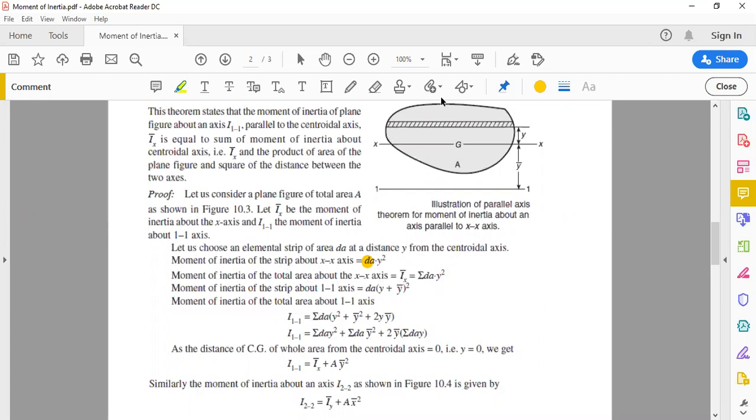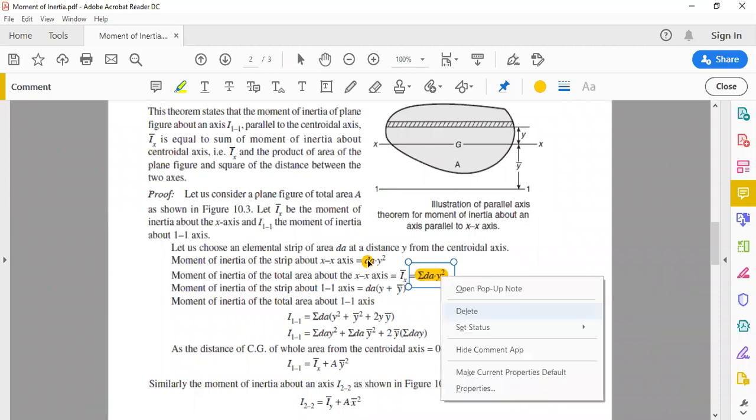Now for the total area about x-axis, it is sigma dA into y square, where the sigma dA term is used so that many such elements combine to form the total area A. So sigma dA into y square. Now next, moment of inertia of strip about axis 1 1.